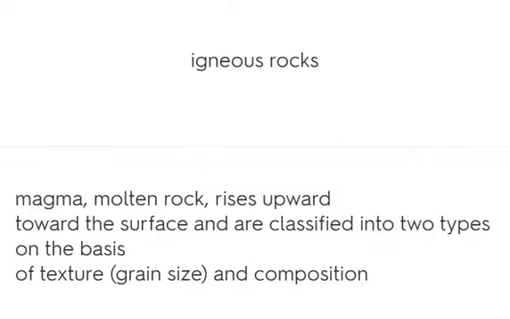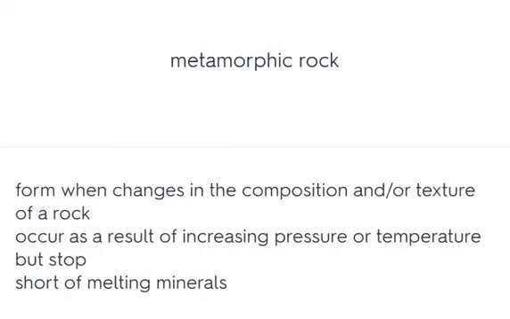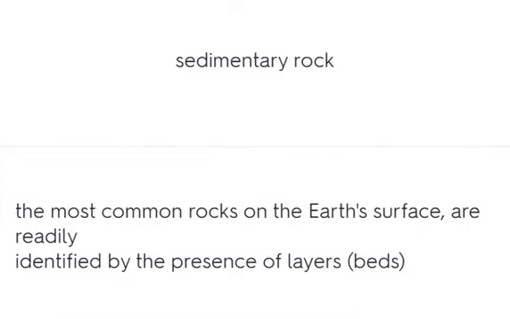Igneous rocks: magma, molten rock, rises upward toward the surface and are classified into two types on the basis of texture and composition. Metamorphic rock: form when changes in the composition and or texture of a rock occur as a result of increasing pressure or temperature but stop short of melting minerals. Sedimentary rock: the most common rocks on the Earth's surface are readily identified by the presence of layers.